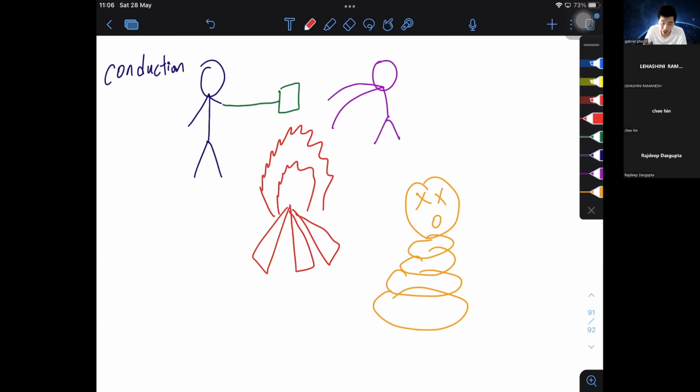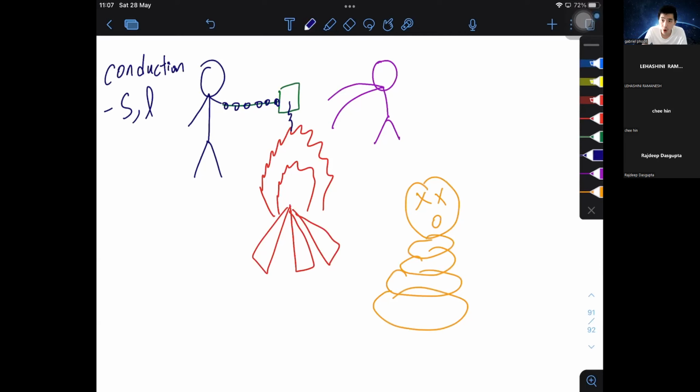Now, for conduction to occur, guys, conduction can only occur in a solid object or also a liquid object here. Essentially, conduction occurs because the heat that is transferred to this marshmallow is conducting the energy from the hot end all the way to the cold end and eventually heating his hand.